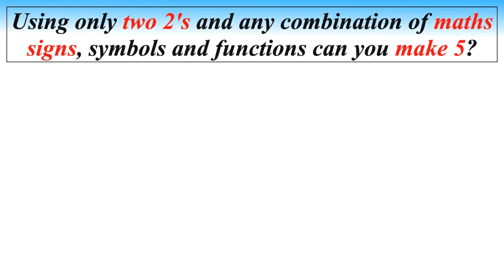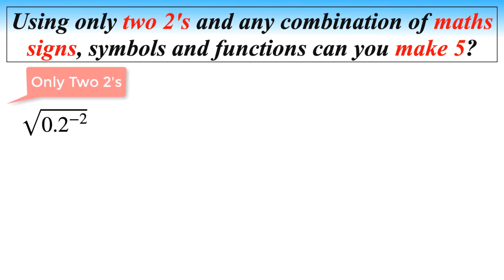I will explain two ways of achieving this, one through a math way and the other through just a logical way without using many math concepts. Through the math way, we can achieve this by using the expression square root of 0.2 to the power minus 2. It is just take 0.2 and raise it to the power of minus 2 and then take the square root. Let's simplify the equation.